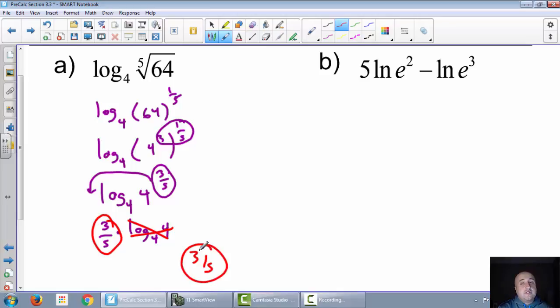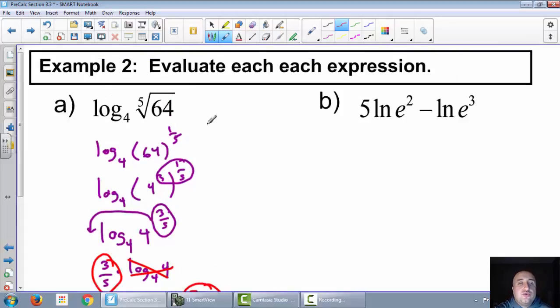Okay, so that was pretty tough. That's a tough problem to do. So we basically are using our exponent properties and our log properties to simplify logs.